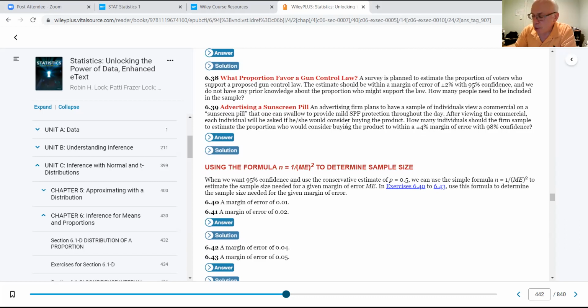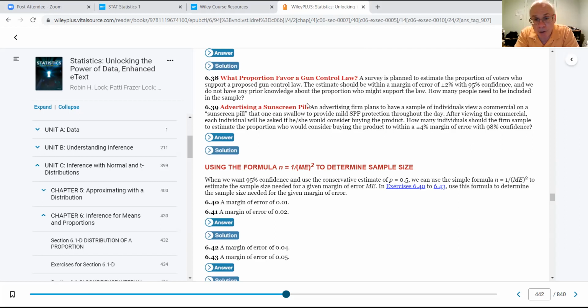All right. So we know our margin of error. It's going to be 0.04 because it says plus or minus 4%. So we'll convert it to a decimal. And we know our level of confidence is 98%. That means the area in the middle of our normal curve is going to be 0.98, 98%.